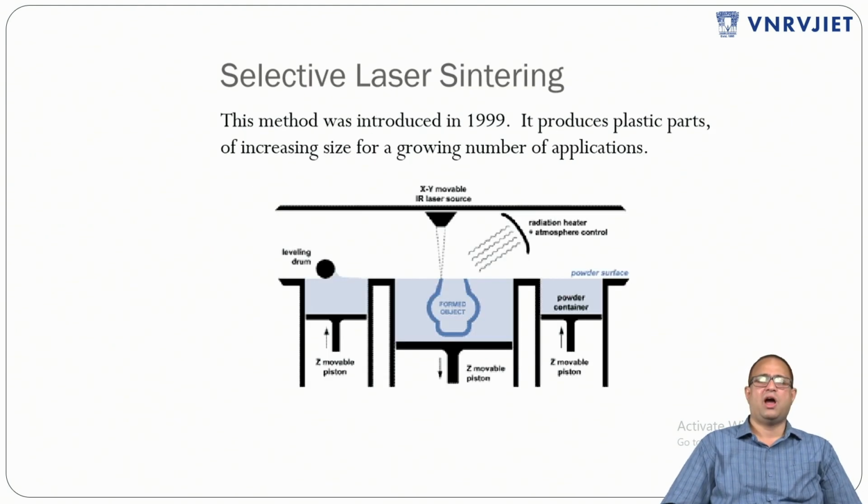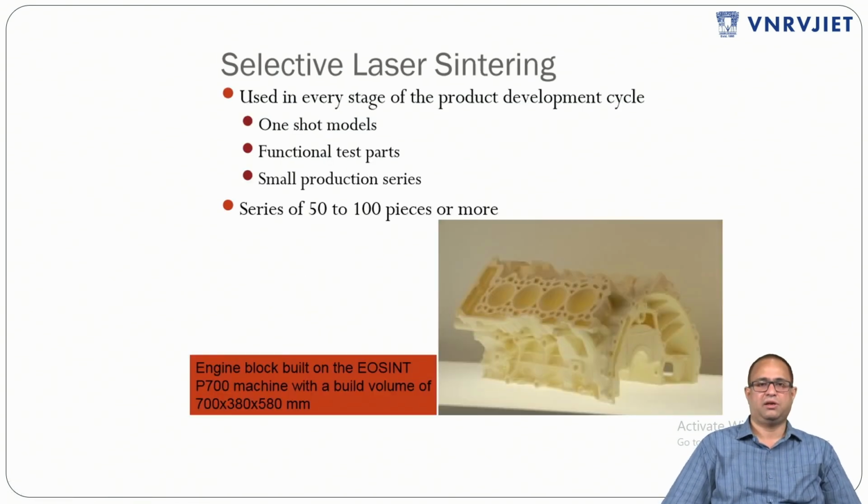For direct tools, one of the techniques is selective laser sintering. As you can see here, selective laser sintering is a completely powder based AM process. The powder is sintered using a CO2 laser, and the part is produced, and that part is taken and used for manufacturing.